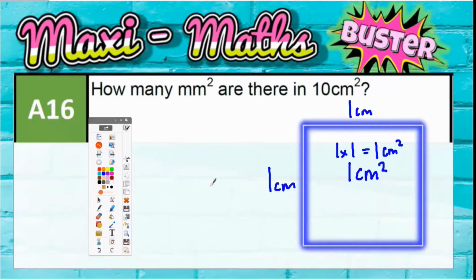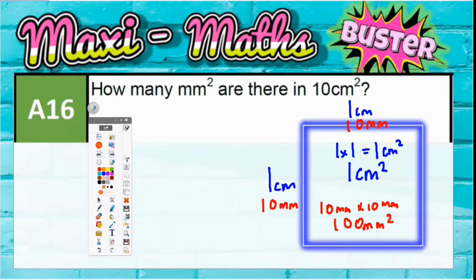Next thing to do is figure out what the equivalent measurements would be if it was in millimeters. So 1 centimeter is worth 10 millimeters. So the centimeter along the top is also worth 10 millimeters. So the area of that, if we're talking purely about area, would then be 10 millimeters by 10 millimeters, and 10 times 10 is 100 millimeters squared.